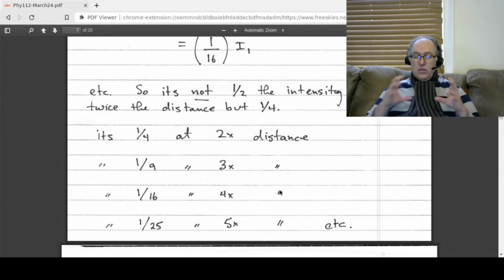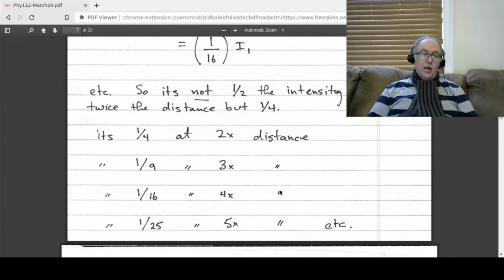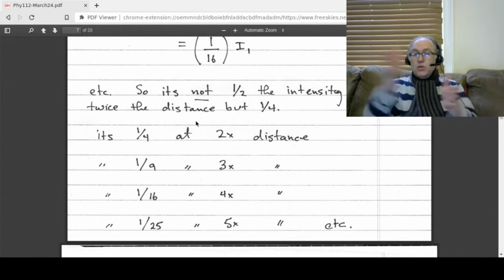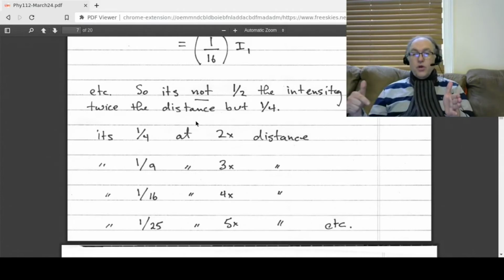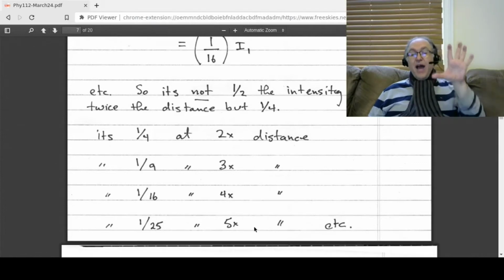So this is really what you should appreciate about the 1 over R squared law. When you're at twice the distance, you're not at half the intensity, but a quarter of the intensity. So you double your distance, you quarter your intensity. You triple your distance and you're at 1/9 the intensity. You quadruple your distance, you're at 1/16. 5 times the distance, you're at 1/25.